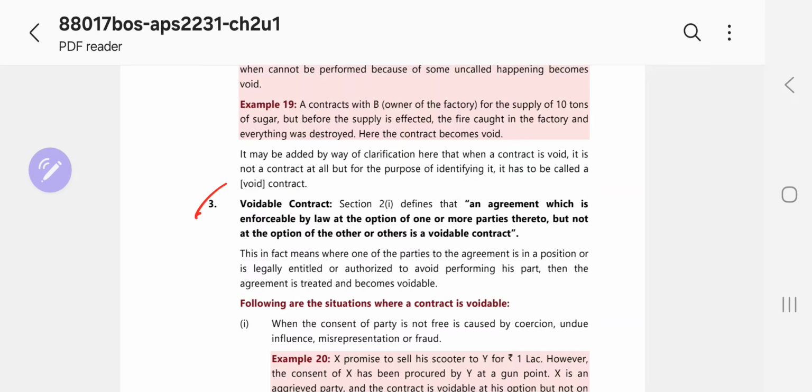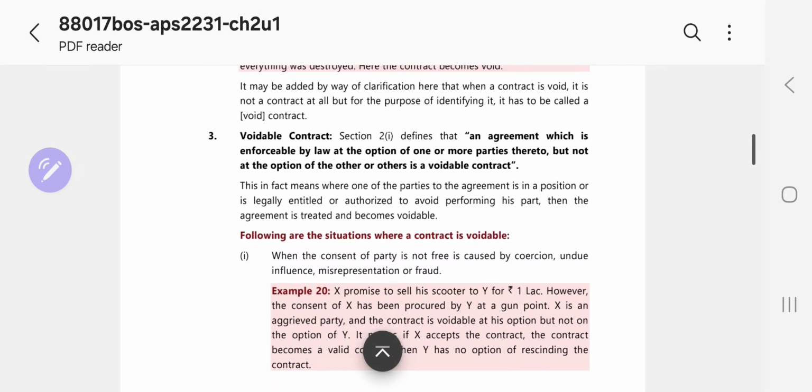Now coming to voidable contract. Section 2 subsection (i) defines that an agreement which is enforceable by law at the option of one or more parties thereto, but not at the option of the other or others, is a voidable contract. So there are two or more parties in the contract and it is enforceable by law as per one party, but it is not enforceable by law as per the other party. In that case, that contract becomes voidable at the option of the other party. So we'll see it in a detailed way here.